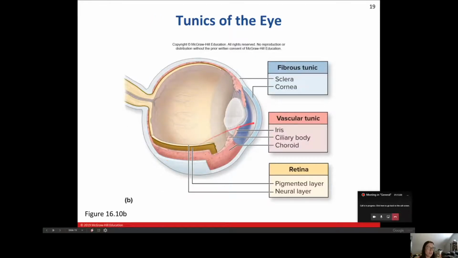Next, we have the vascular tunic. The vascular tunic is going to be made up of 3 different pieces. So the iris is the colored portion of the eye. This is in front of the lens. It's within the anterior cavity. The iris is also going to have the pupil, which is the opening in the middle.